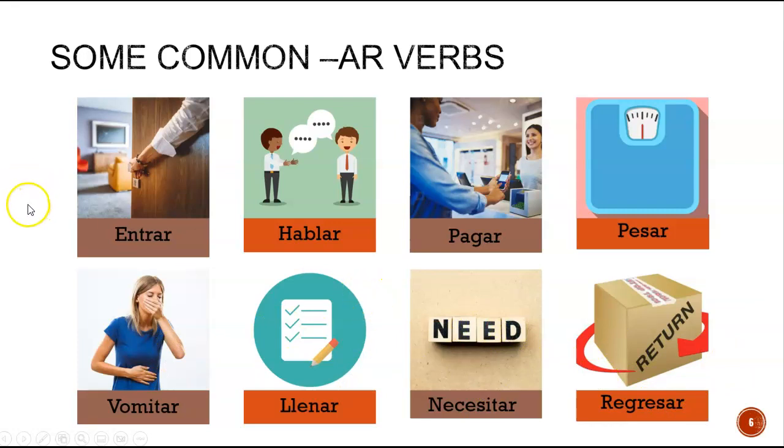So again, these being common AR verbs means they follow the conjugation patterns we just went over. For example, what would be the yo form of entrar? Entro. What about the nosotros form of pagar? Pagamos. What about the tú form of pesar? Pesas. So again, common AR verbs, we're going to use them throughout the course, but don't forget to always, in the midst of any grammar explanations, continue to study your vocab.